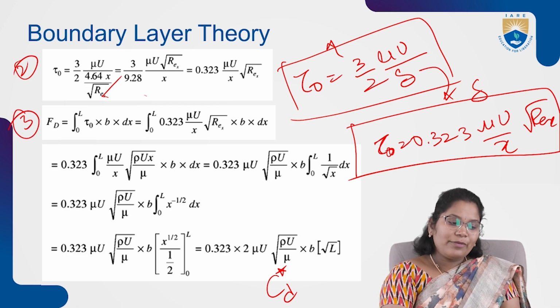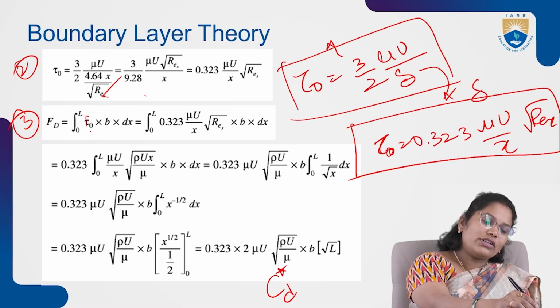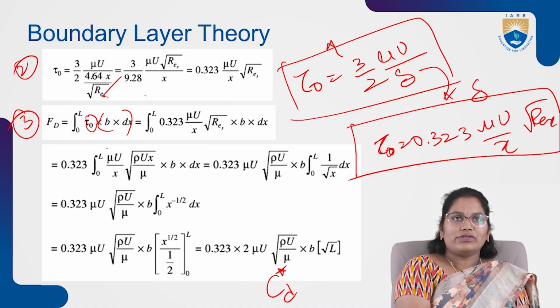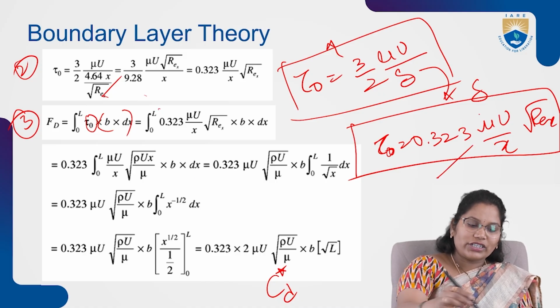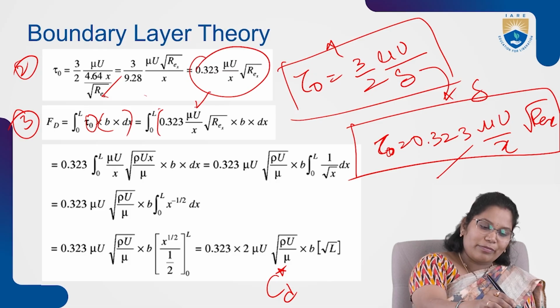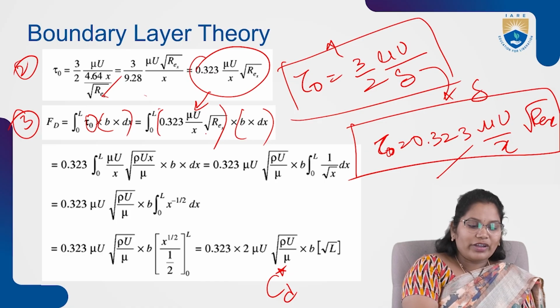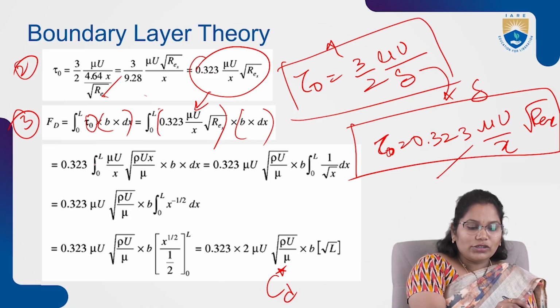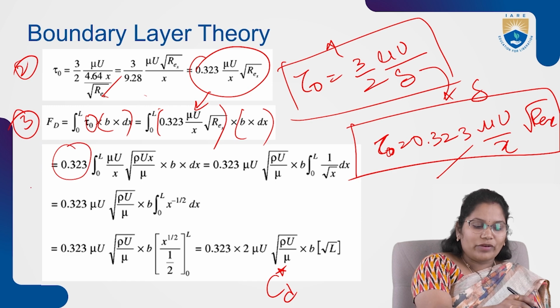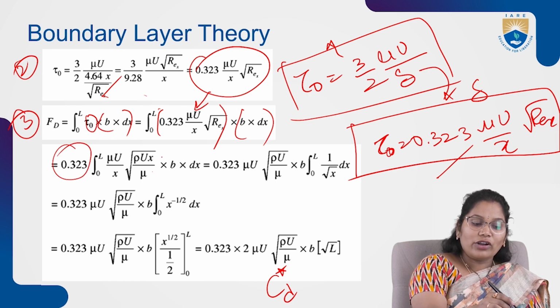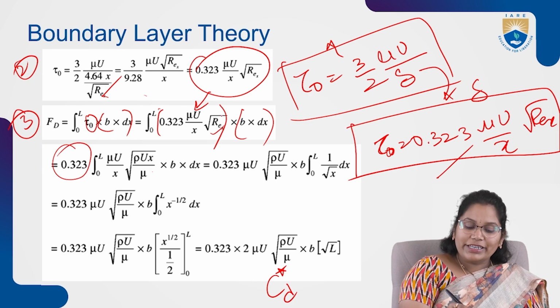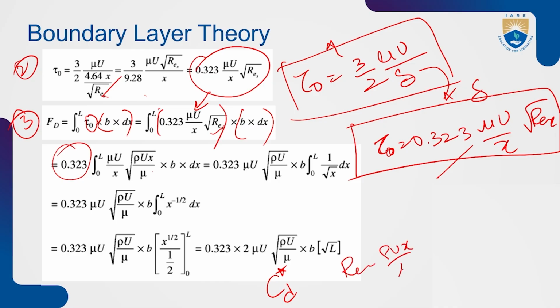Integration of 0 to L tau naught into B into dx. This is shear stress into area, drag force. So shear stress we already know, this is the complete shear stress term. This one is the shear stress I am applying here, and your area is B into dx. So when you simplify this, we are taking out common terms first, and after that solving these terms, and also I am reviewing this Re. I am splitting this. Re is what? Rho u x by mu.